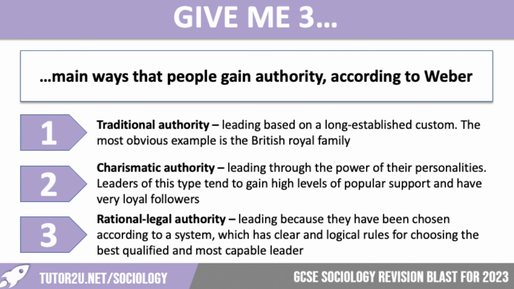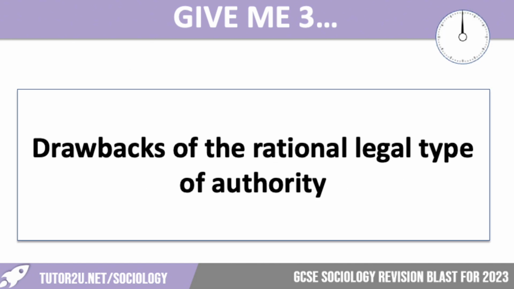And rational legal authority is leading because they have been chosen according to a system which has clear and logical rules for choosing the best qualified and most capable leader. So a good example of this would be the electoral system in the UK. Although we might argue that over the last few years, it hasn't always produced the best qualified and most capable leader, although the system in theory should do. Right, we're going to lead straight into our last give me three with that last point about rational legal authority. So give me 3 drawbacks of the rational legal type of authority. 30 seconds, off you go.